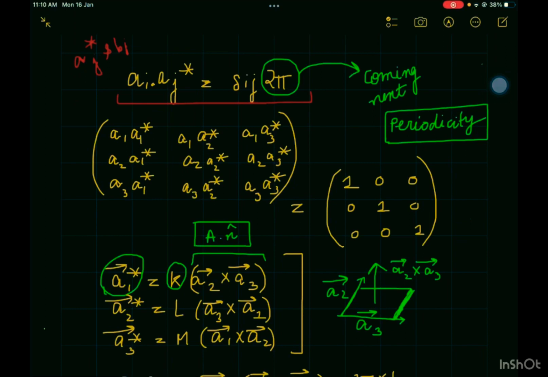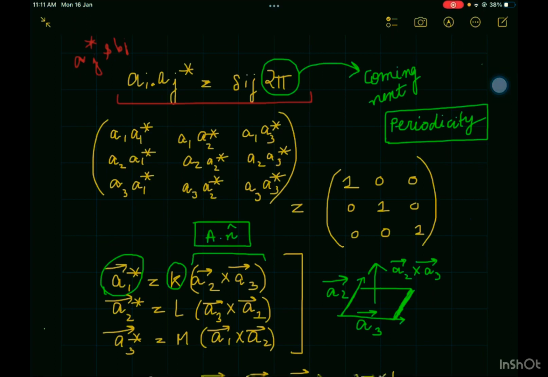Let us define three new vectors denoted by a star. It's the same as the b that I've used above to represent the reciprocal space. ai dot product with aj star gives us Kronecker delta ij into 2 pi. Now this 2 pi represents the periodicity in the direct space. We will come to this in later videos. Note that ai represents the basis vectors of the direct space and aj star represents the basis vectors of the reciprocal space. Most of you must be familiar with the fact that Kronecker delta ij is equal to 1 for i equals j, and 0 for i not equal to j.